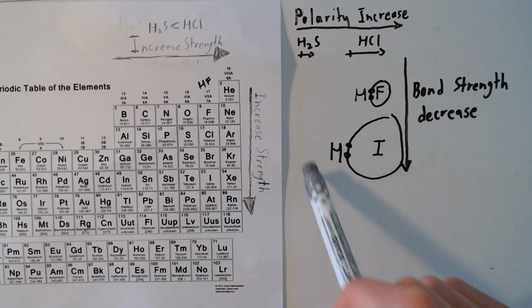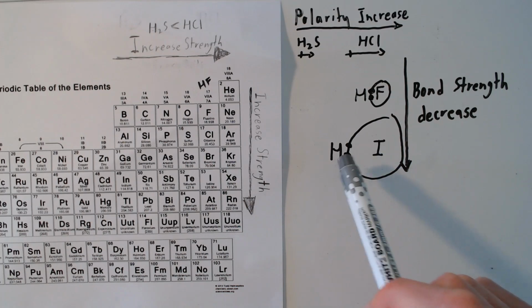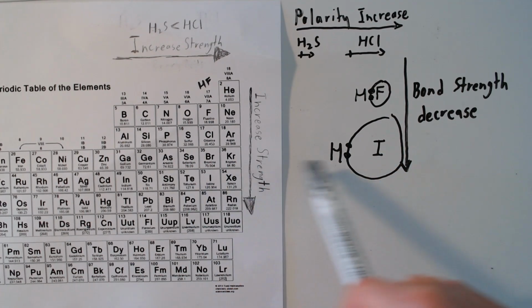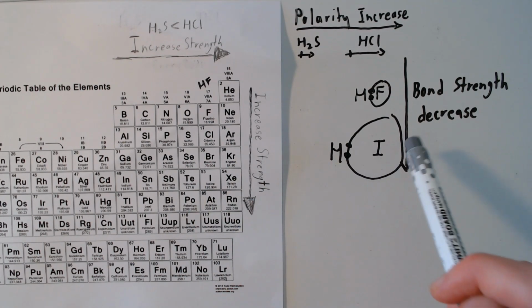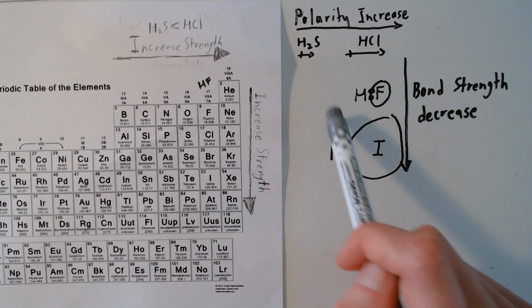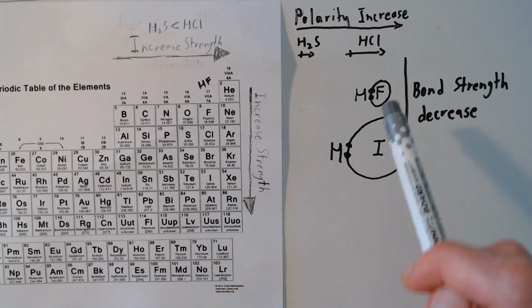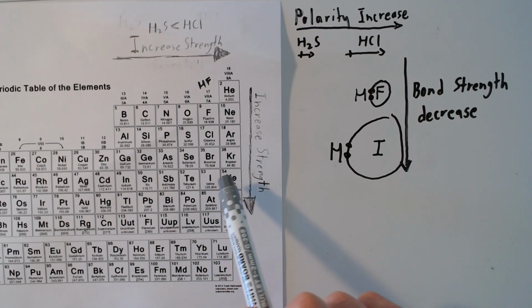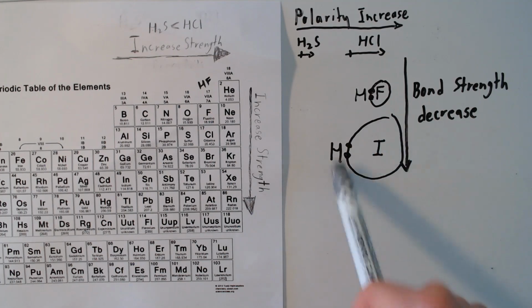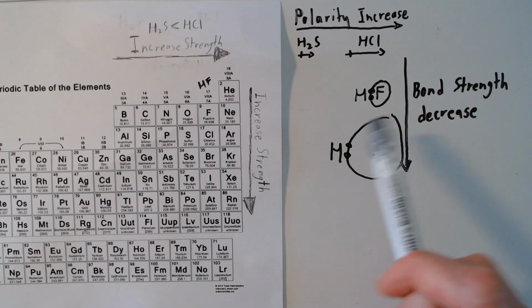And because the bond strength is weaker in the HI, and because the HI gives off these H's easier due to the weaker bond strength, the acid strength for HI is higher than that for HF, because it is lower in the periodic group. And this increase in radius offsets the effects of electronegativity.